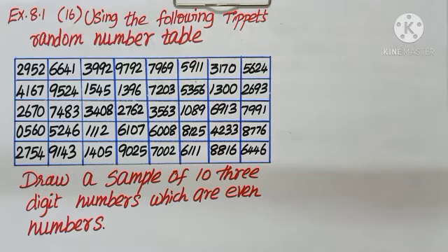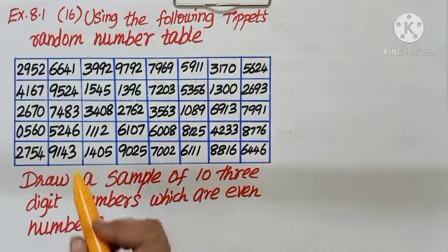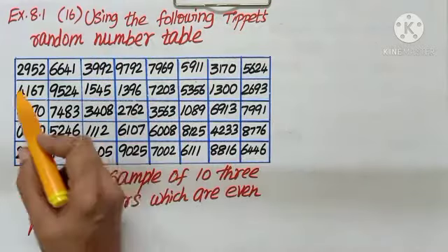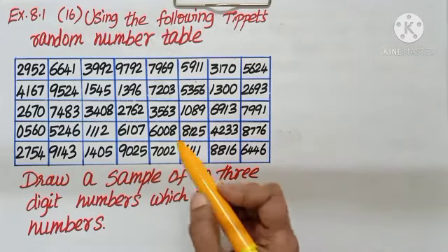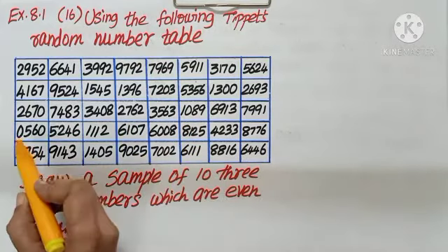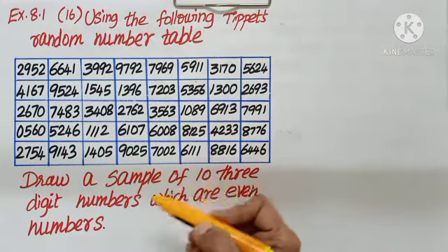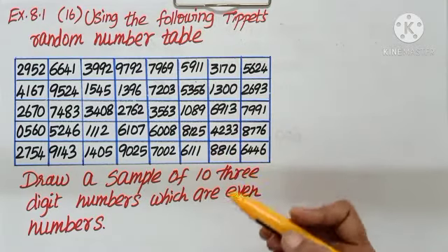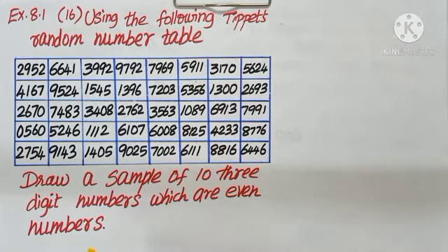Exercise 8.1, question number 16. Given an extract from Tippett's random number table. In this table, the digits 0 to 9 are repeated an equal number of times. The question is, draw a sample of 10 3-digit numbers which are even numbers.